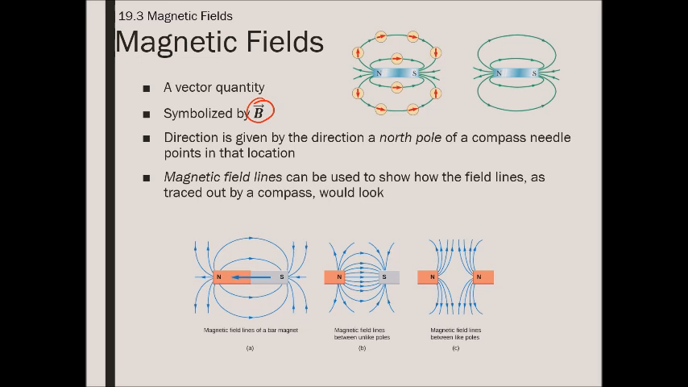The direction is given by the direction the north pole of a compass will point. So the north pole of a compass points at the south pole of a bar magnet because opposites attract. And magnetic field lines can be used to show how these field lines, traced out by a compass, might look. And a lot of the rules that hold for the electric field lines hold for magnetic field lines, that they can never cross, for instance.